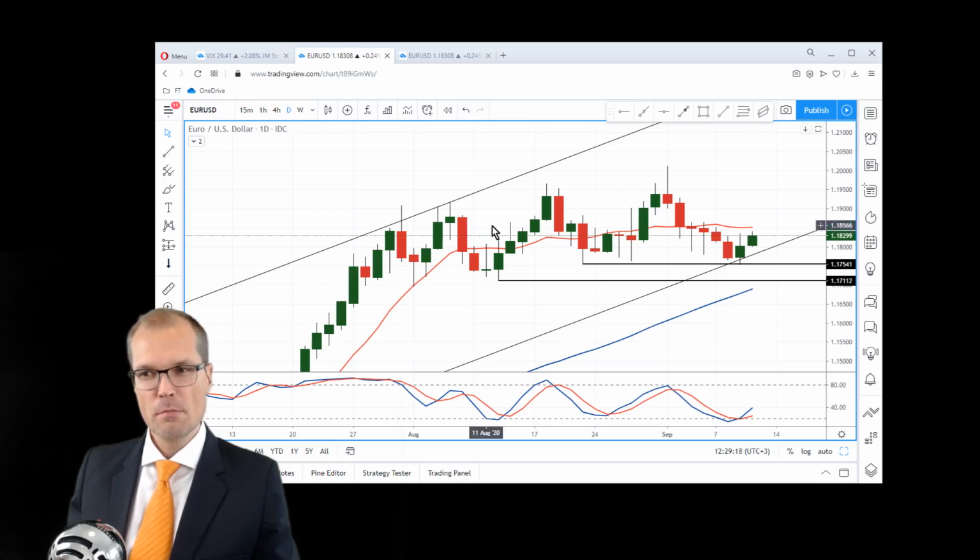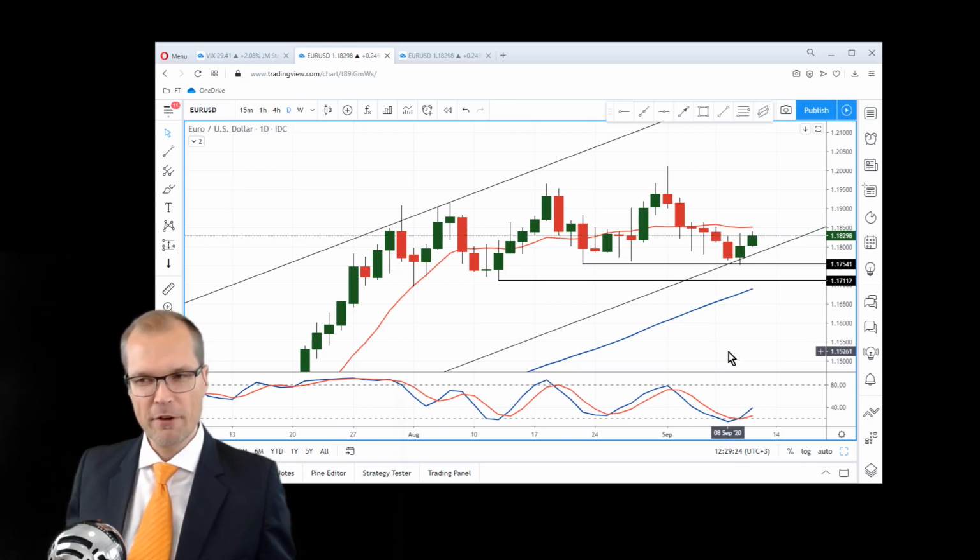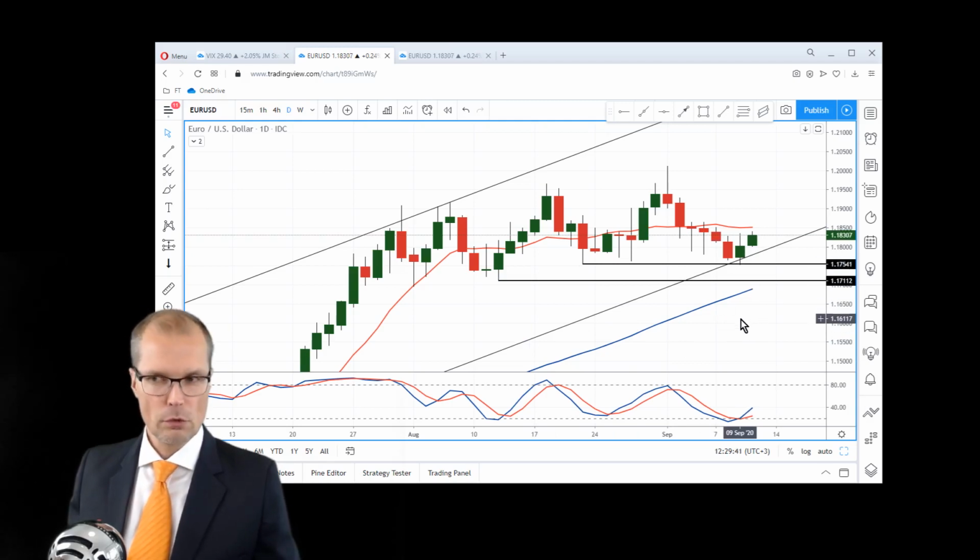Euro USD moved down to this ever so important support area. We've been referring to this so many times before in the recent analysis, saying it's a key level, and at the same time we have this channel low, rising trend line support coming up here. So the combination of those things was enough to move the euro higher yesterday against the dollar, and this actually impacted quite a few currencies also.